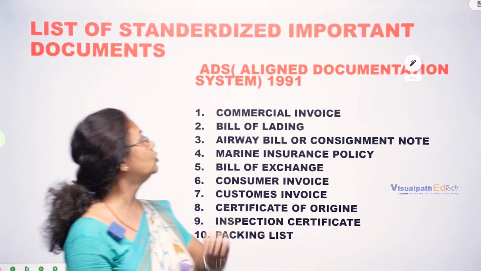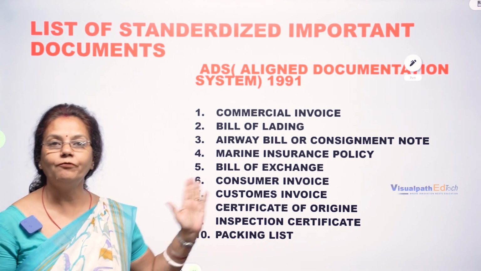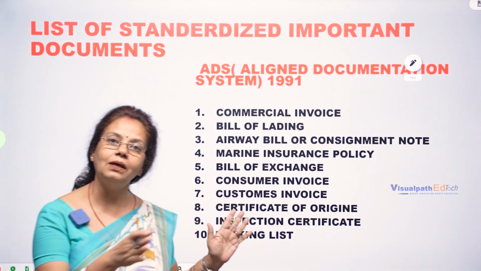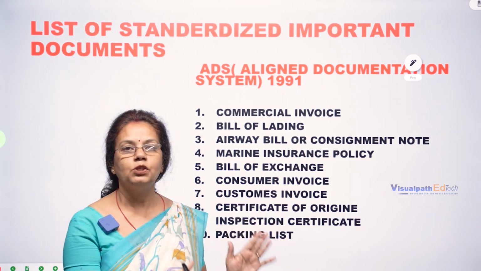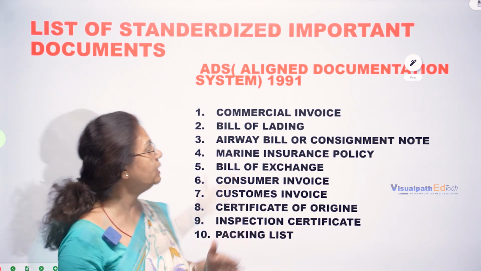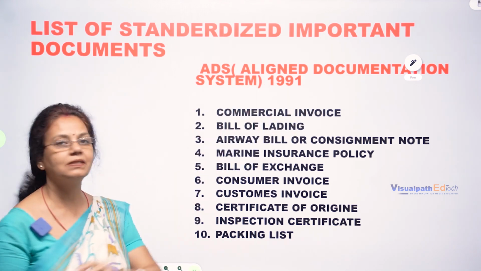Now let's come to the documentation. Which are the documentation required? After the functions, why it is required, we have to know what are the documents required. What are the documents required? We cannot decide the documents. The documents have already been decided by the Aligned Documentation System.